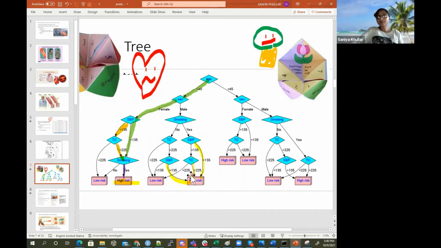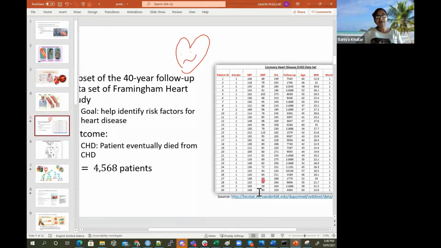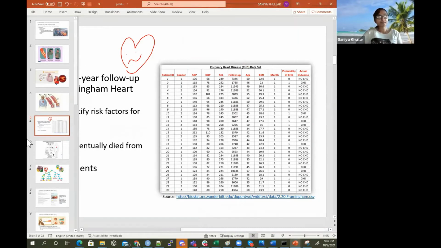Hopefully that won't be the case, but then they'll say, hey, Rex, looks like you're at high risk of coronary heart disease. We have to do something. Maybe what you should do is figure out how we can lower your systolic blood pressure, because if it gets lower, like less than 135, you have a low risk. So that's how they can tell you the treatments to take. This is a tree, and this tree is learning from this type of data. These are just a few of the columns. There are more columns in this data set, but I was just showing some of them.